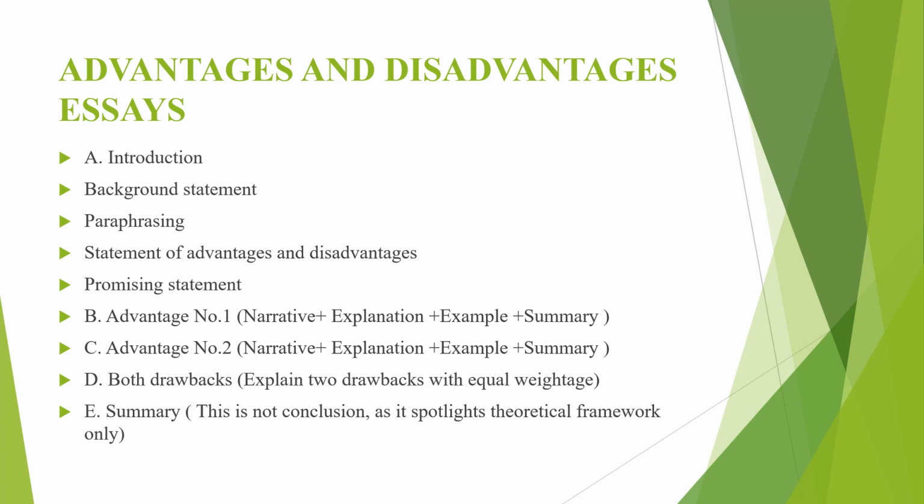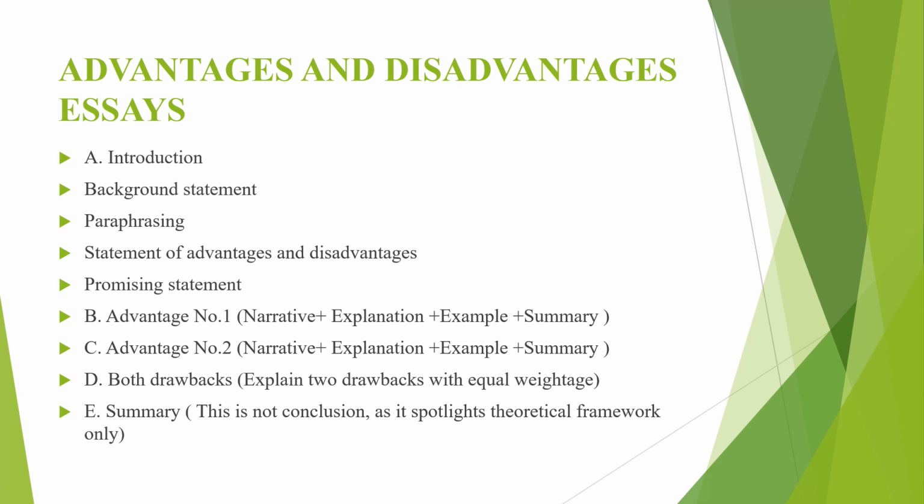So again, now we have advantages and disadvantages type of essays. Similarly, we have an introductory paragraph. A background statement should be there, paraphrasing should be there, a statement of advantages and disadvantages should be mentioned in the form of a sentence, and there should be a promising statement as well. It is appreciated to write complex, compound, and compound-complex sentences in an IELTS writing essay, which I'm mentioning again and again, because simple sentences are not appreciated. Good vocabulary should be there, lexical resource, grammatical range. Everything has its own weightage, which we have discussed earlier in the previous slides.